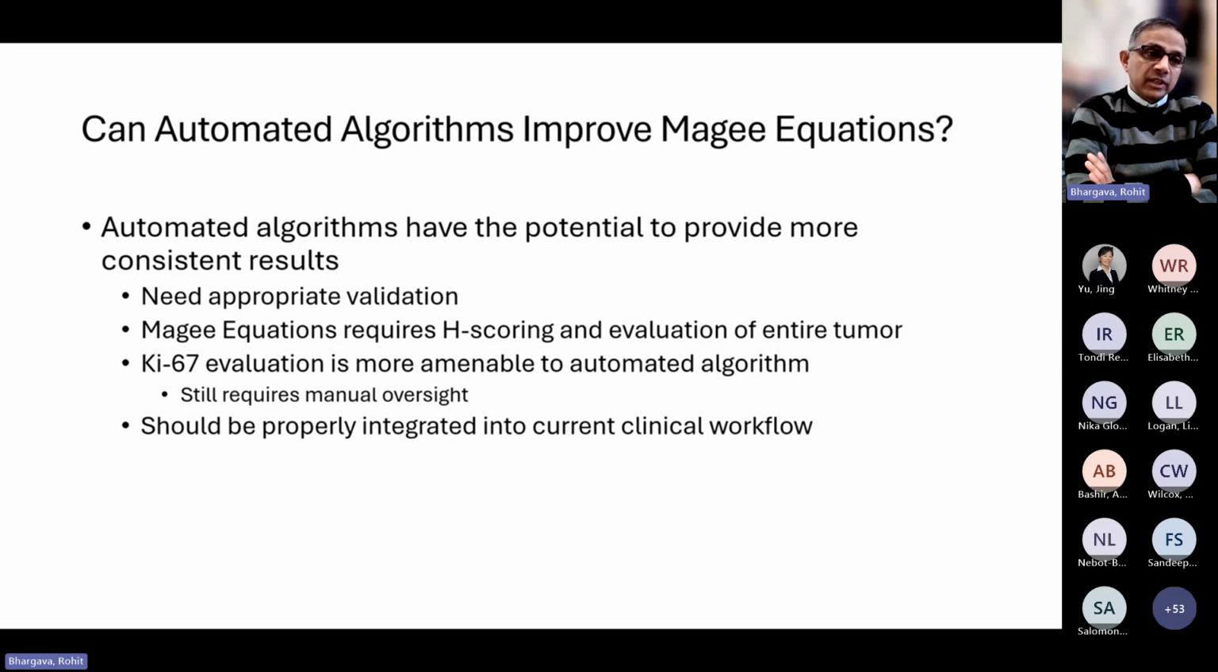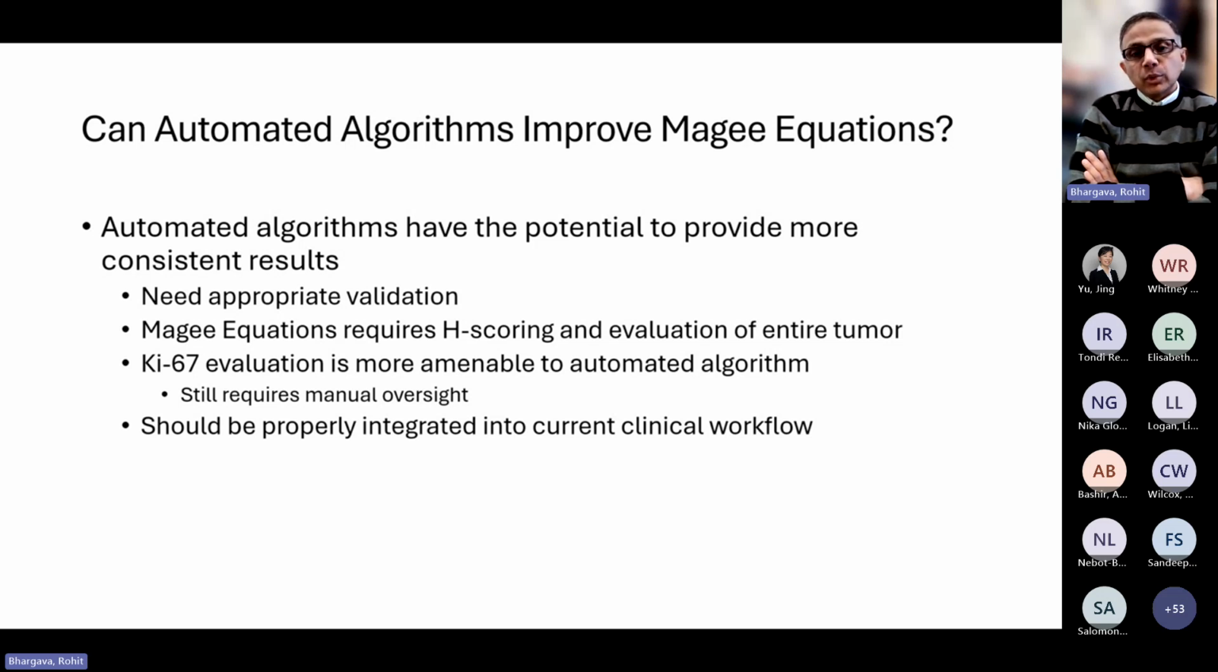So there won't be variability from one pathologist to another pathologist. So this use should be encouraged, and I think you need appropriate validation. Magee equations require H scores. So instead of just the percentage of cells positive, if you are using an algorithm, try to get an H score rather than percentage positive cells, and it should be evaluating the entire tumor, not just a small region of interest, because the staining can be heterogeneous.